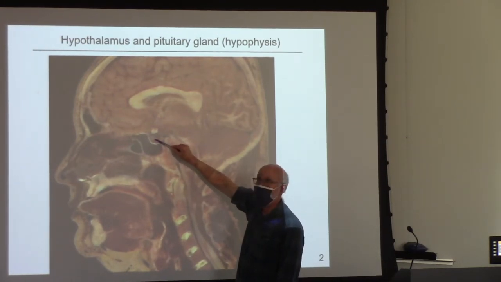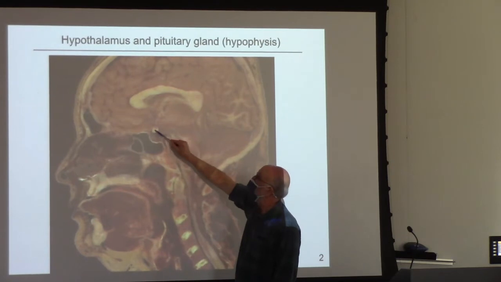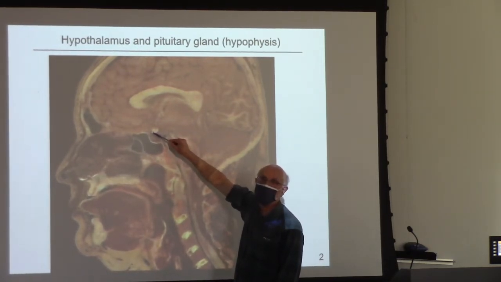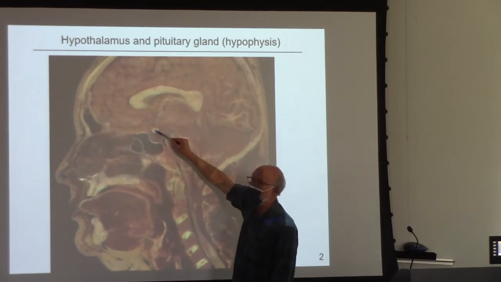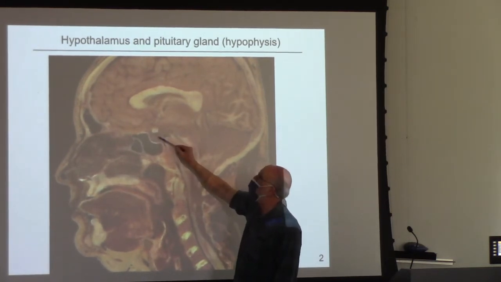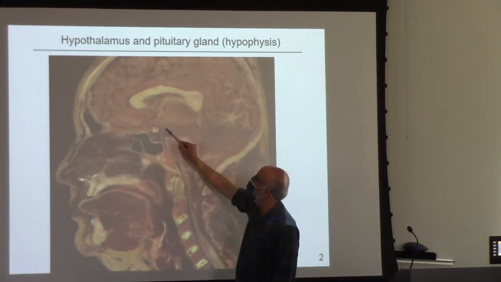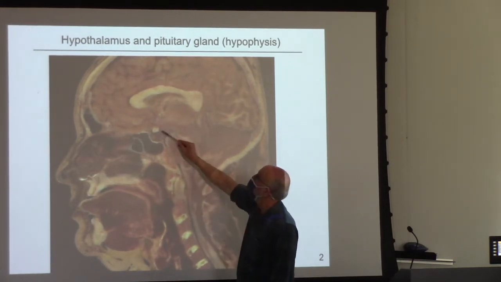This is where the pituitary is, connected to the hypothalamus. This white matter right here is the optic chiasm. So it's a landmark. Big white spot, optic chiasm. Right below the optic chiasm is the pituitary, and behind the optic chiasm is the hypothalamus. These are important, they are connected.